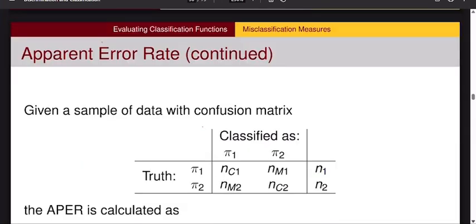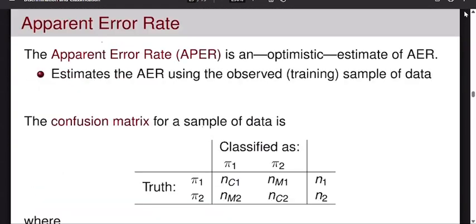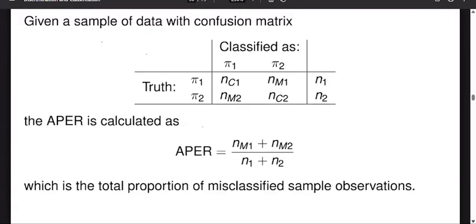Okay, now that we have gotten this out, we can now get the APER out. Don't forget, talk about the APER, the apparent error rate. From the confusion matrix now, I'm interested in the totality of the mistakes. That is the totality.